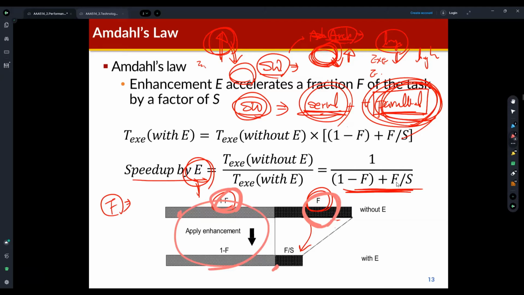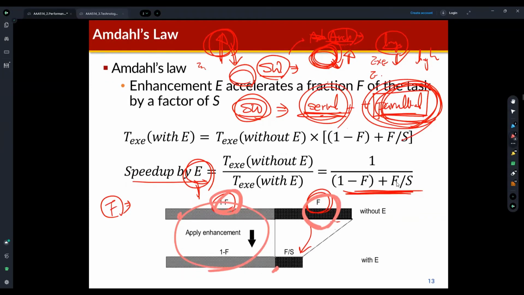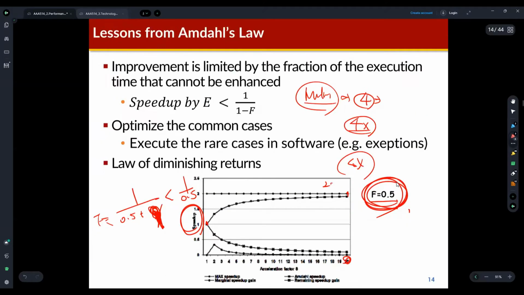But we need to focus on the fraction of this enhanced part if we want to apply some new ideas or some new technology on a computer system. We need to focus on the fraction of the part which can be enhanced. Okay, that's what Amdahl's law said.